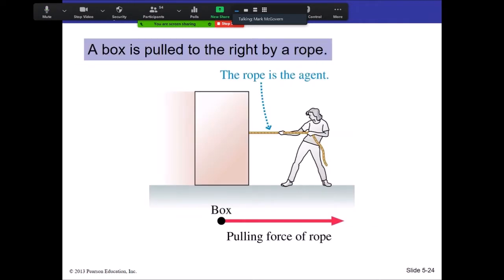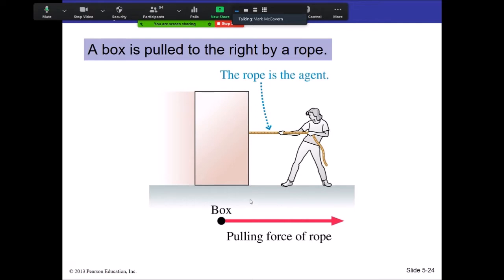Okay, so for example here, we have this person who is dragging along a box attached to a rope. We say the object is the box and the rope is the agent. We wouldn't call the person the agent because the person is not in contact with the box. The person is not the agent. The rope's the agent. Okay? And the box is being pulled to the right, so we would draw a dot for the box and an arrow that points to the right.